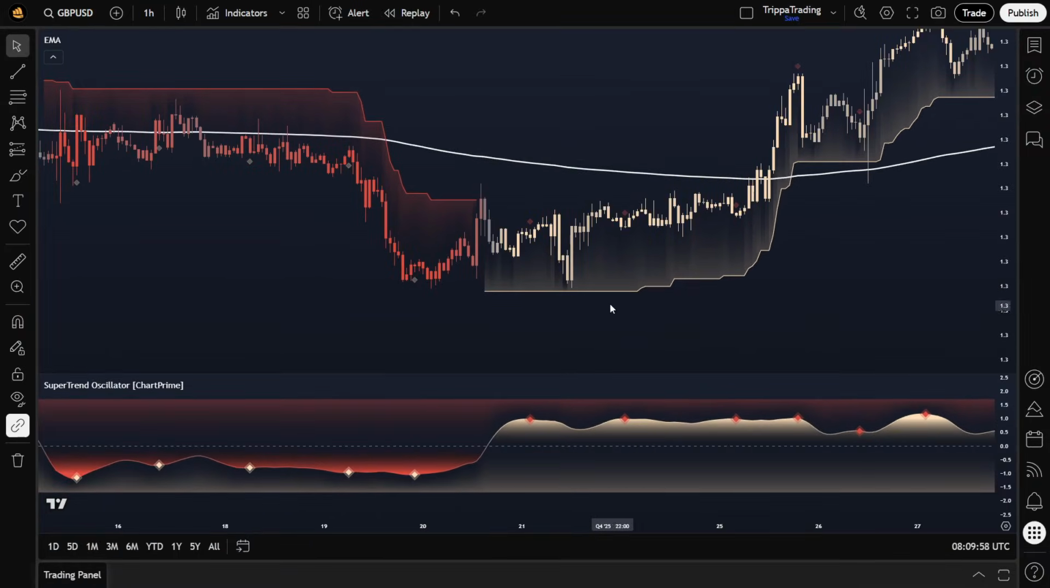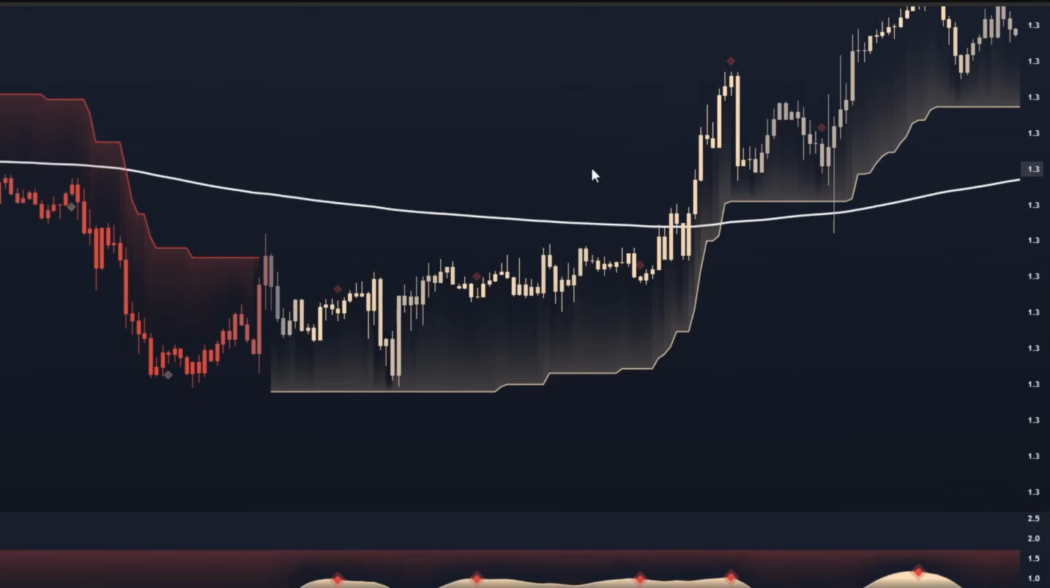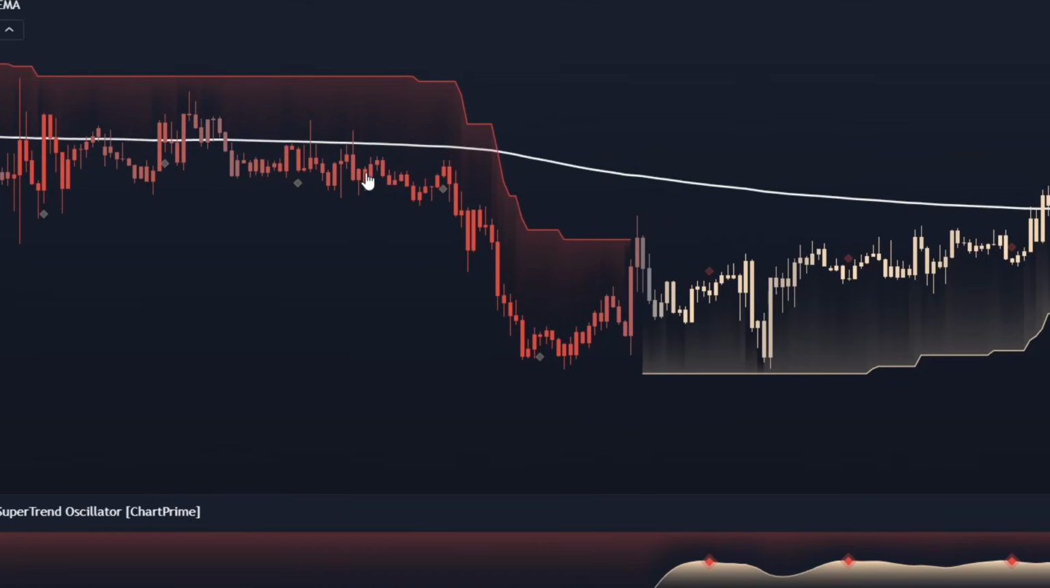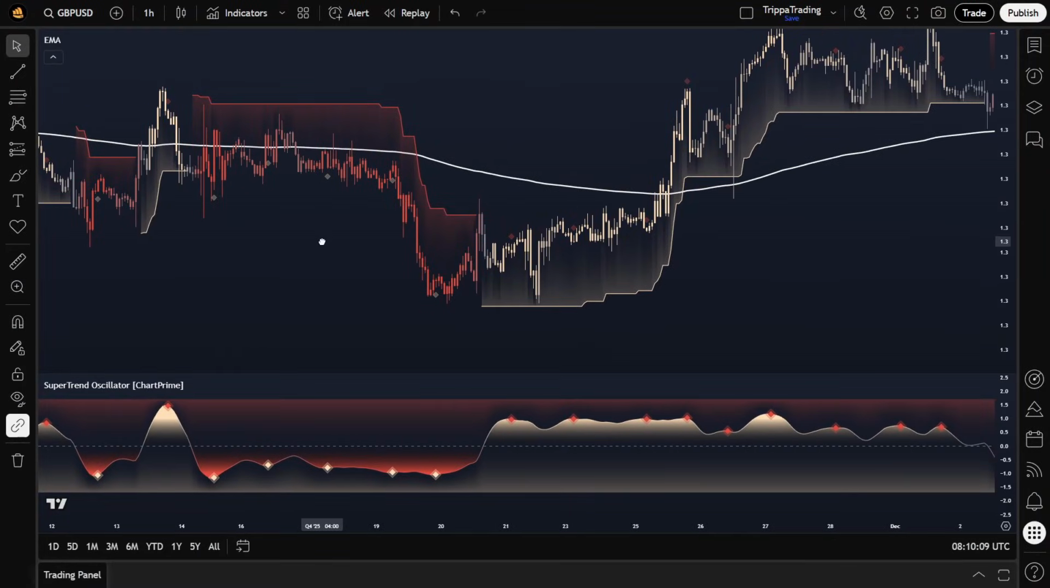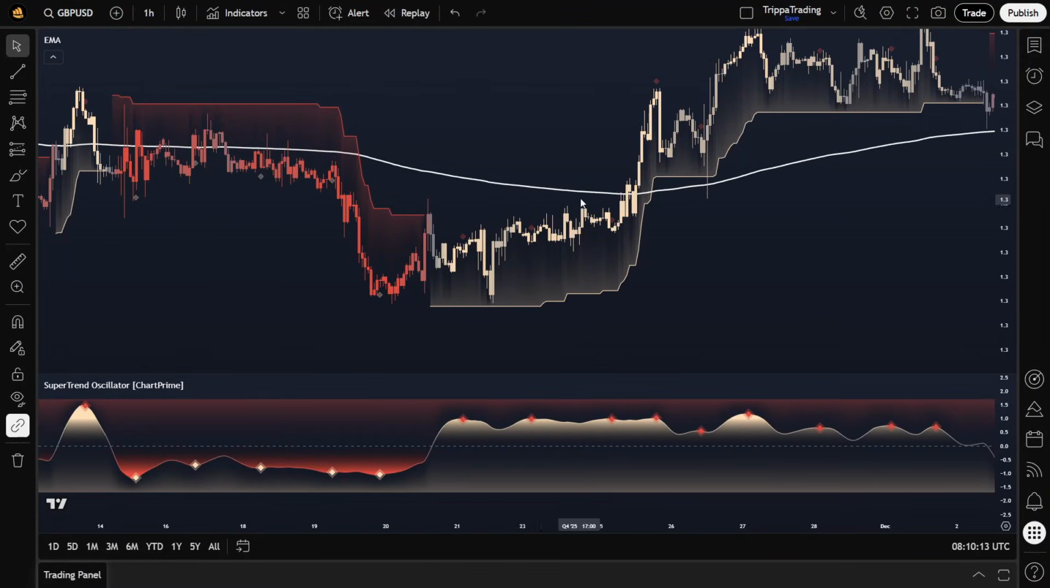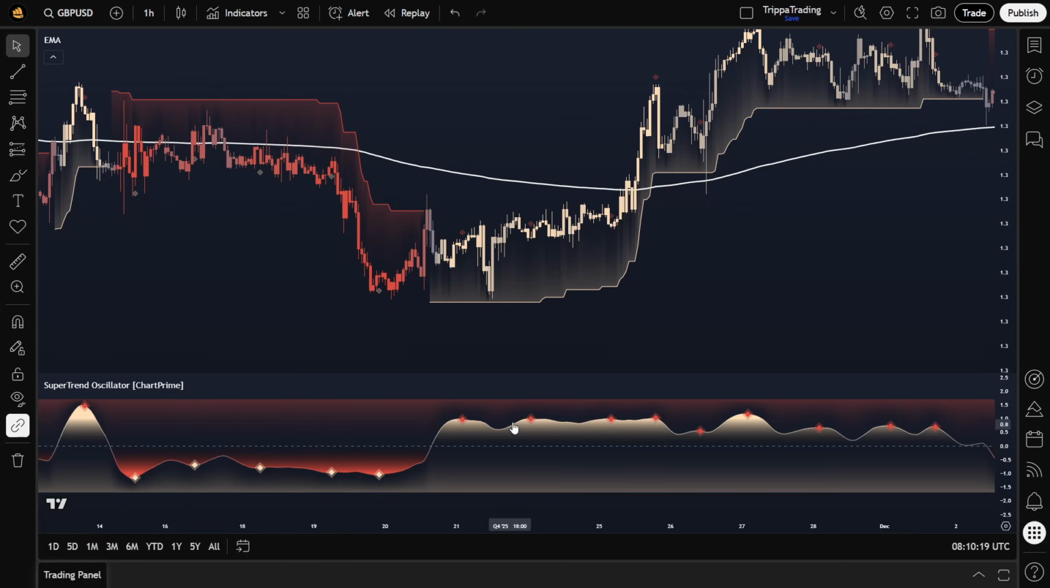This EMA 300 is our trend compass. When price is above it, we only look for buys. When price is below it, we only look for sells. This alone removes a huge number of bad trades. Now everything works together. EMA 300 shows the big trend, the supertrend ribbon shows the active swing, and the oscillator shows strength and exhaustion. Let's walk through a buy example.